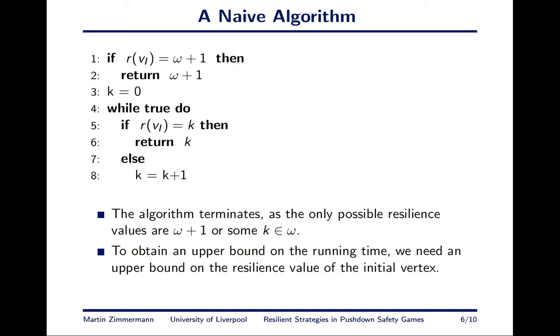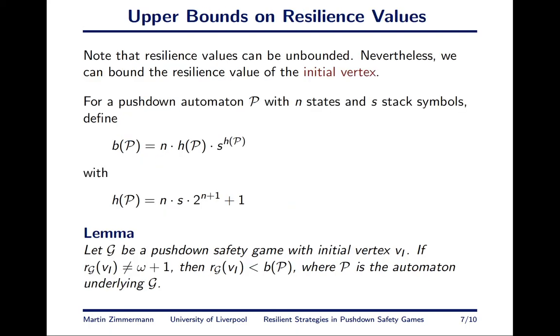But we have a priori no upper bound on the running time, because the running time depends on the resilience value of the initial vertex. And if that would be unbounded, then the running time of that algorithm would also be unbounded. But luckily, it is not. While the resilience values in a pushdown graph or arena can be unbounded, one can bound the resilience value of the initial vertex. Remember, in our example, the resilience value grew with the stack height. And this is true in general.